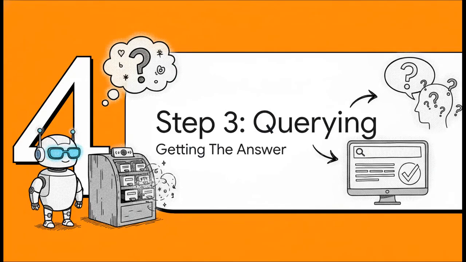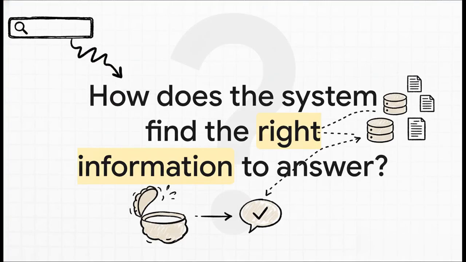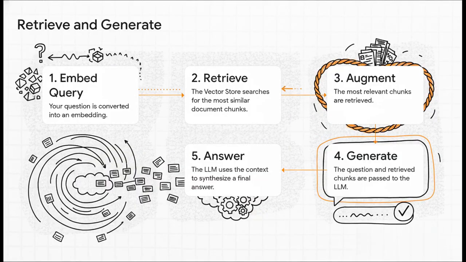All right, so our AI librarian has gathered all the documents and built its magic card catalog. Now it's time for the fun part. Let's put it to work and ask it a question. So when you actually type a question into the search bar, what's happening behind the scenes? How does this all come together to give you an answer that actually makes sense and is based on your data? It all follows this really elegant retrieve and generate process.